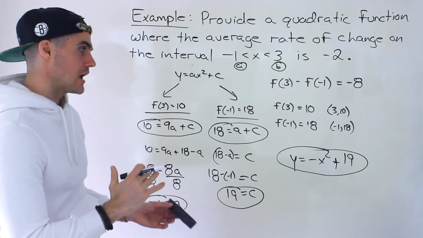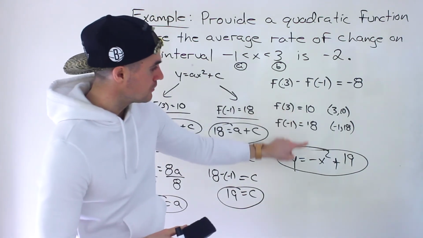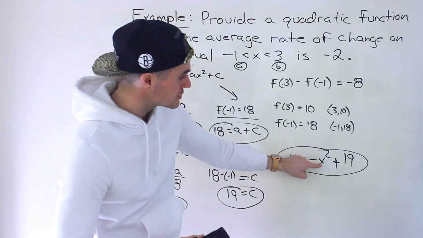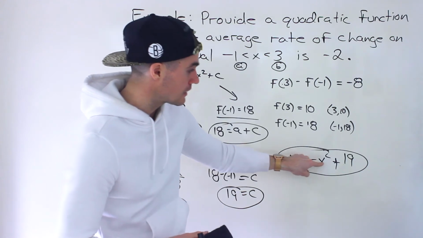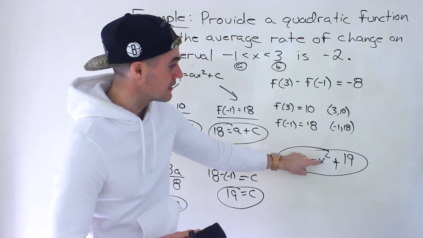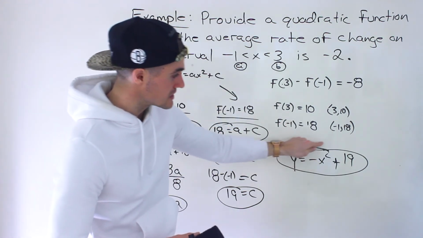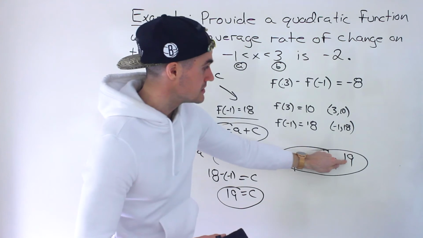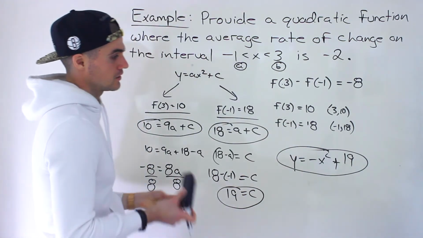And if you have time, you can check your answer. You could check, does f of 3 equal 10? Well, notice if we plug in 3 for x, 3 to the power 2 is 9, times negative 1 is negative 9. Negative 9 plus 19 gives us 10. If we plug in negative 1 for x, negative 1 to the power 2 is positive 1, times the negative 1 in front gives us negative 1, plus 19 would give us 18. Right? So you could check your answer.